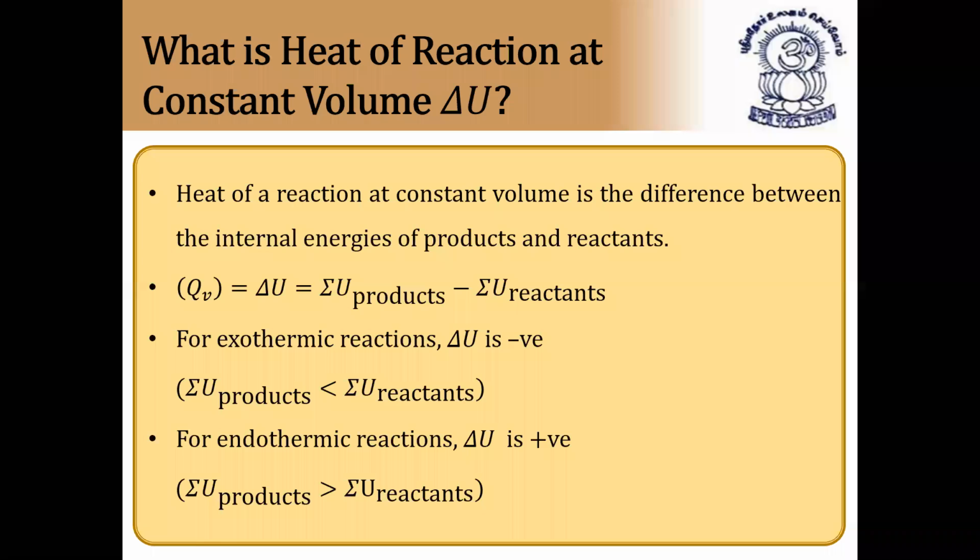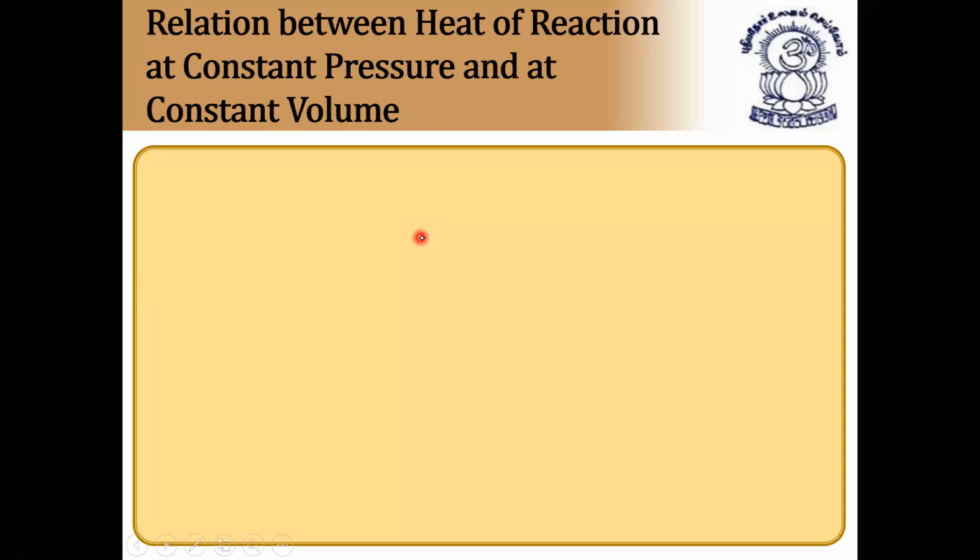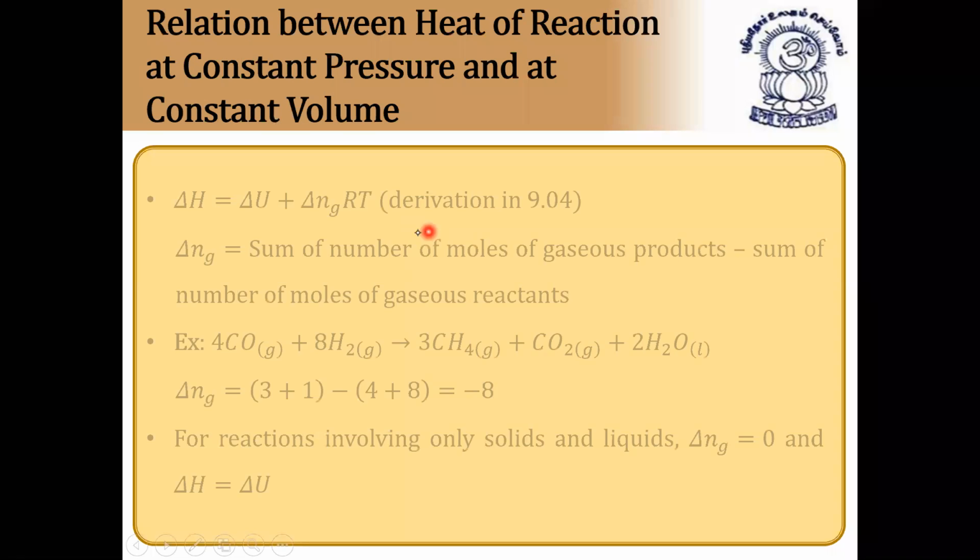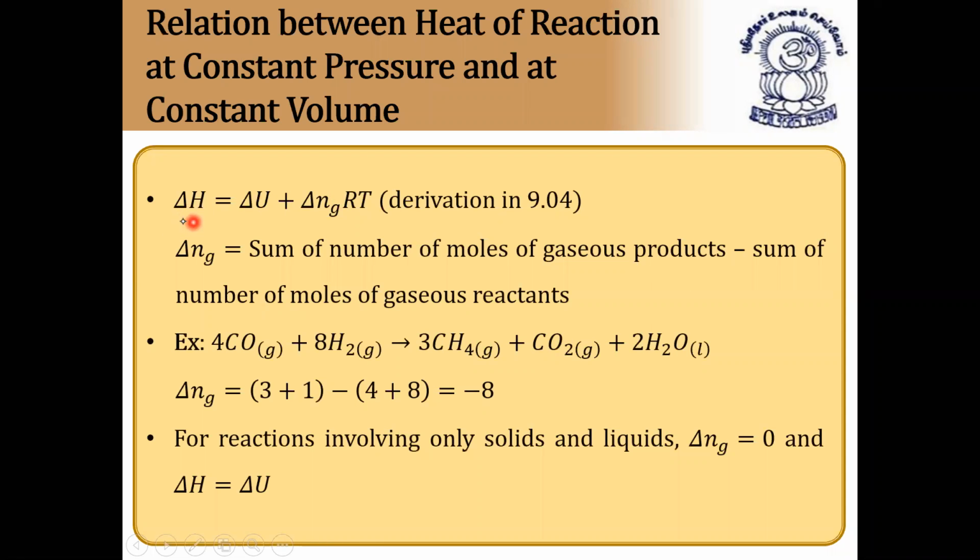So based on this, you will definitely get questions. Now, the relation between heat of reaction at constant pressure and heat of reaction at constant volume. We already know delta H, that is heat of reaction at constant pressure, is equal to delta U, that is heat of reaction at constant volume, plus delta Ng RT, where delta Ng is equal to the sum of the number of moles of gaseous products minus the sum of the number of moles of gaseous reactants.